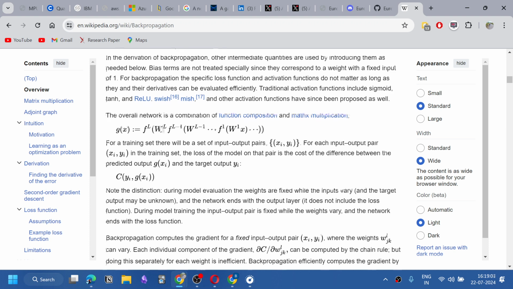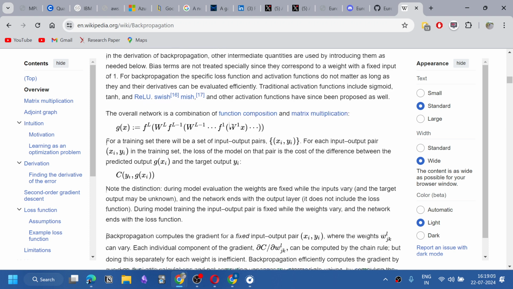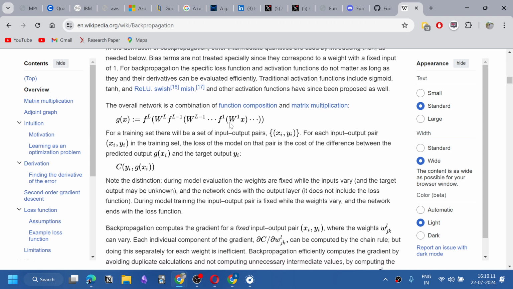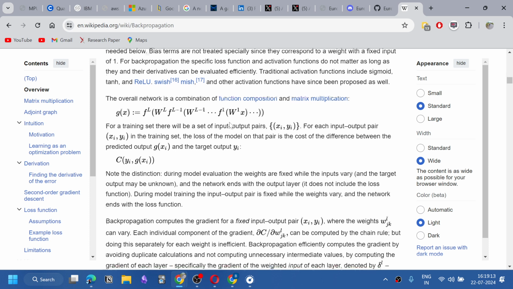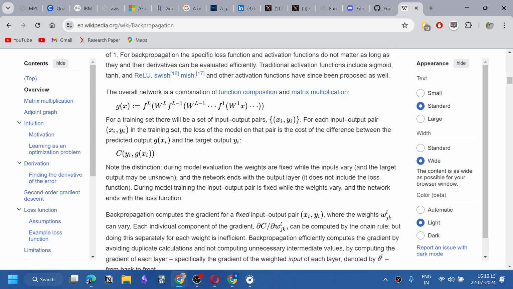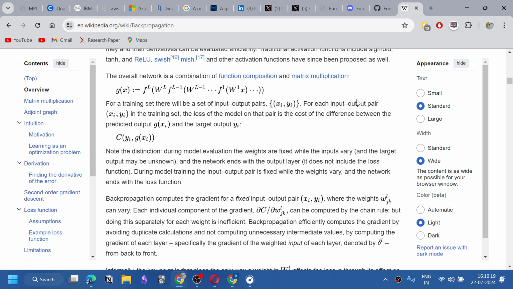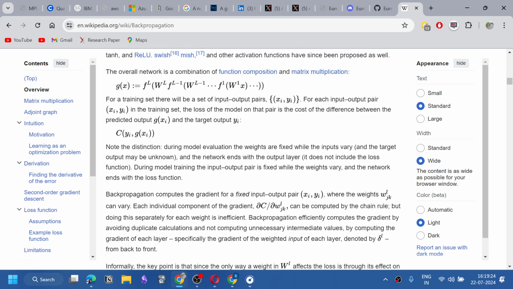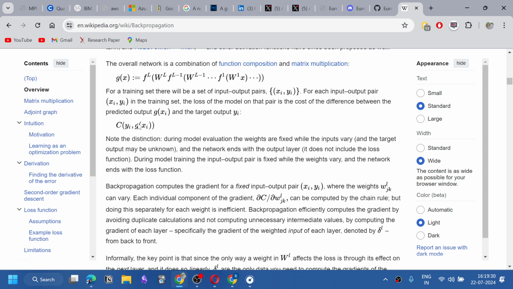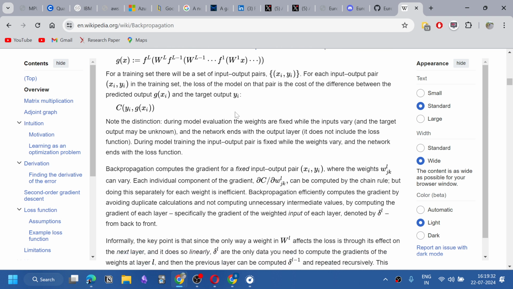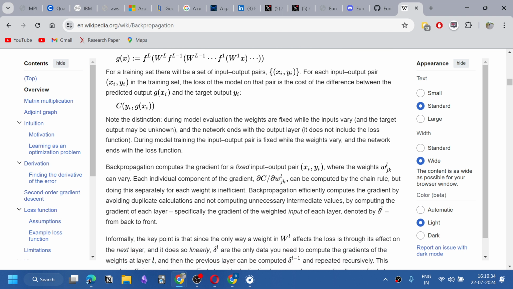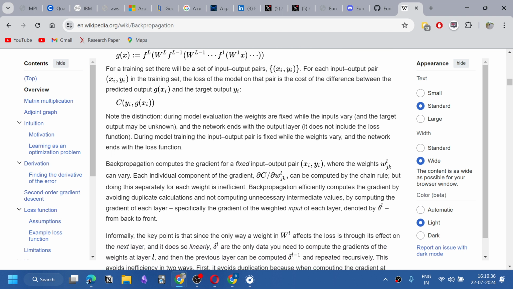The overall network is a combined function of composition and matrix multiplication, g(x) = f^L(W^L f^(L-1)(...)). For a training set there is a set of input-output pairs, and for each input-output pair (x_i, y_i) in the training set, the loss of the model on this pair is the cost of the difference between the predicted output g(x_i) and the target output y_i, C(y_i, g(x_i)).